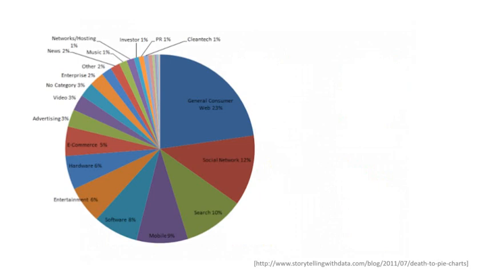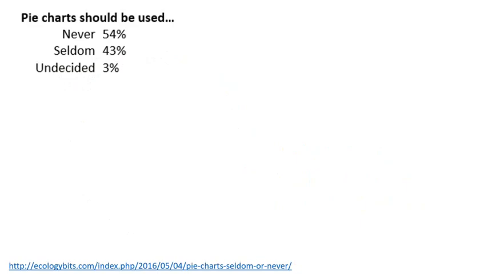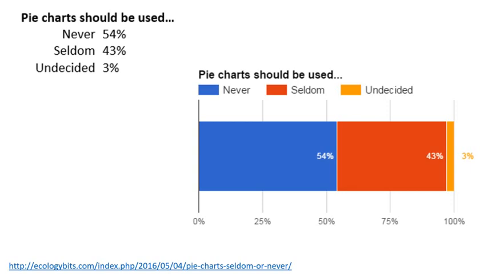Often pie charts are used deleteriously. Repeated colors, too many slices, illegible labels, percents that don't total 100. The list of grievances with pie charts is often very long and usually results from just bad decisions made by the chart creator. Just for giggles, pie charts should be used never, seldom, or undecided.